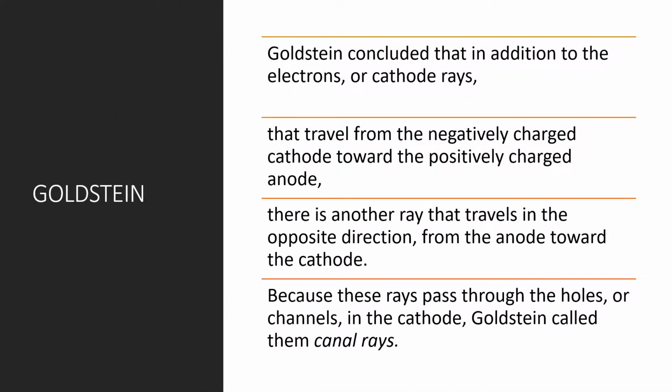Goldstein. Goldstein concluded that in addition to electrons or cathode rays, that travel from the negatively charged cathode towards a positively charged anode, there is a ray that travels in the opposite direction from the anode towards the cathode. Because these rays pass through the holes or canals in the cathode, Goldstein called them canal rays. He discovered protons.